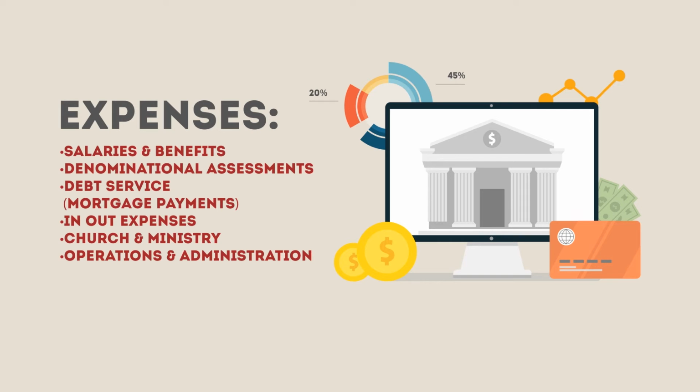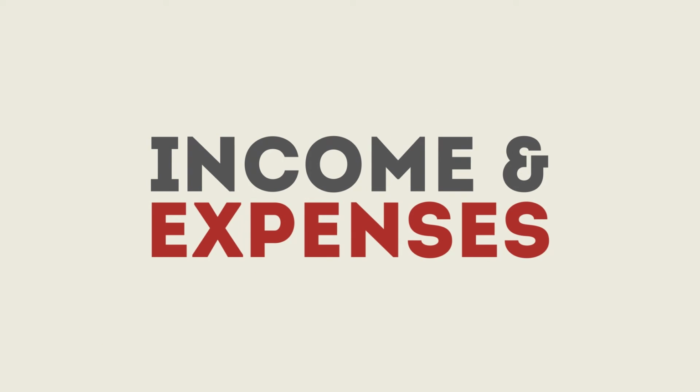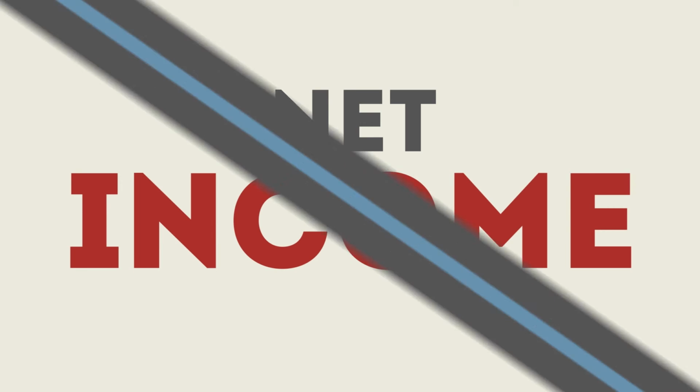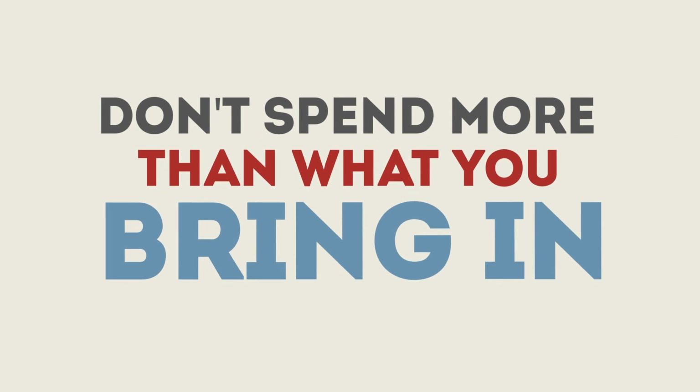Separately, you should identify operation and administration, commonly referred to as overhead, but it's helpful to track on a separate line item. The difference between income and expenses is referred to as net income. The borrower should strive to manage expenses to income. In other words, you should not spend more than what you bring in.